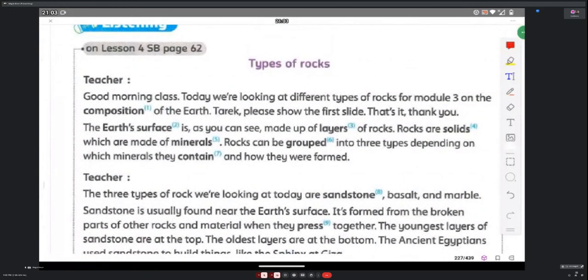Types of rocks. Teacher: Good morning, class. Today we're looking at different types of rocks.